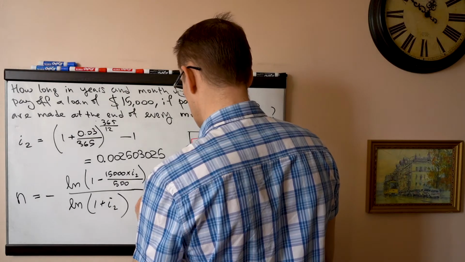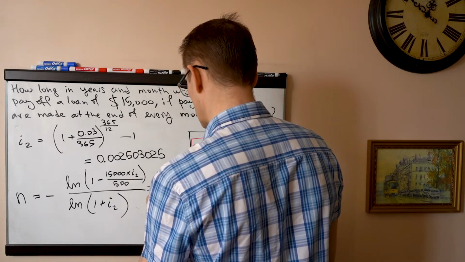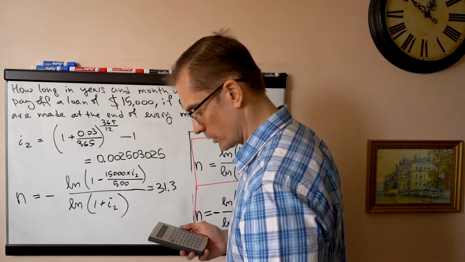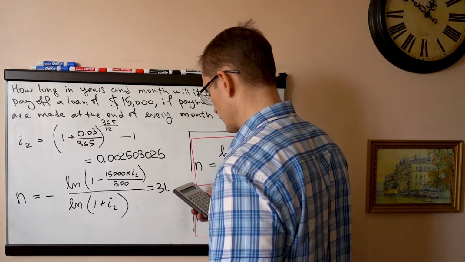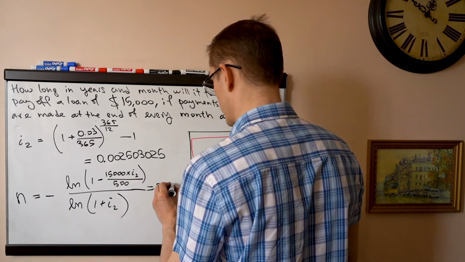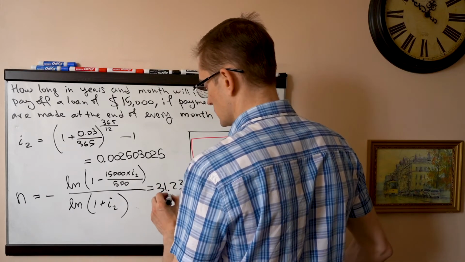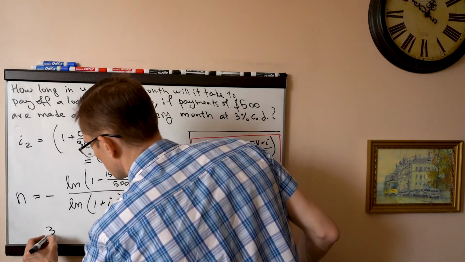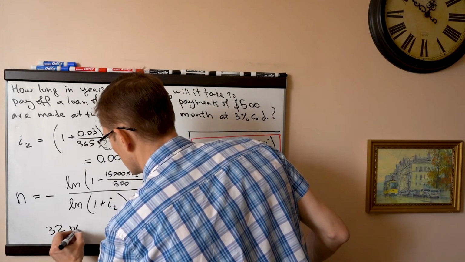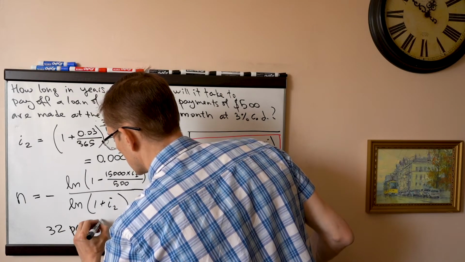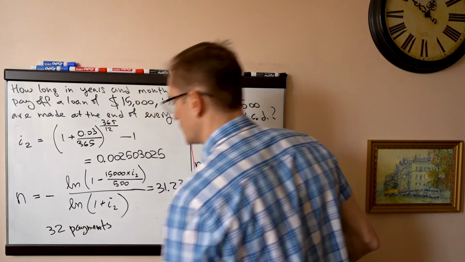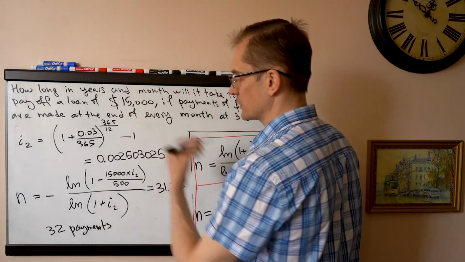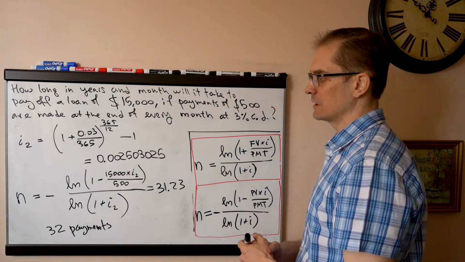So the answer here is 31.23. Which means we have 32 again, 32 payments. And this can also be translated into time, which is 2 years and 8 months.